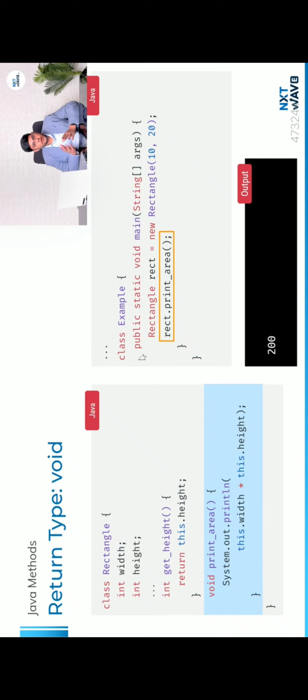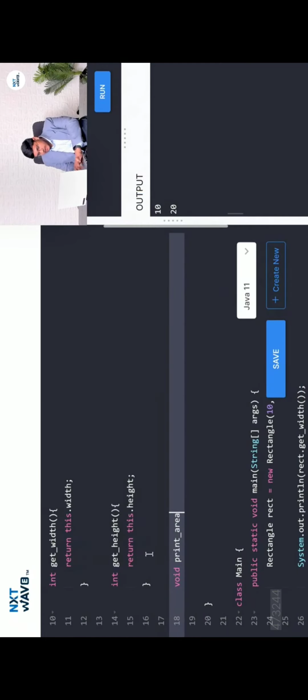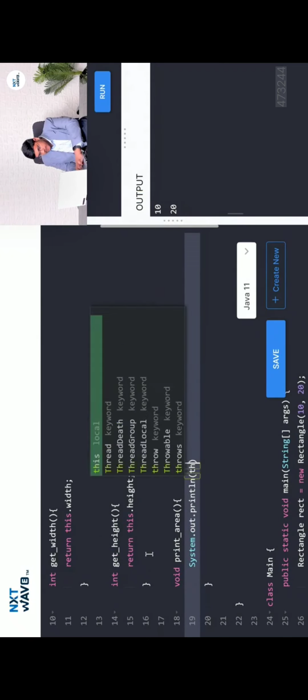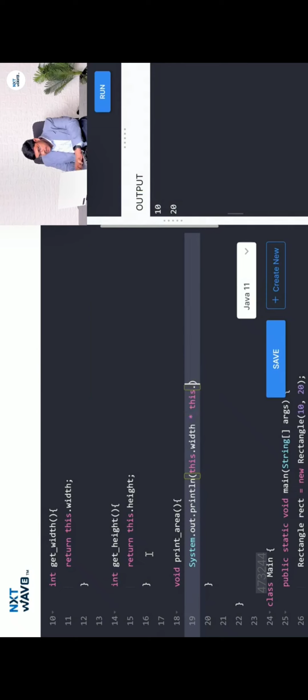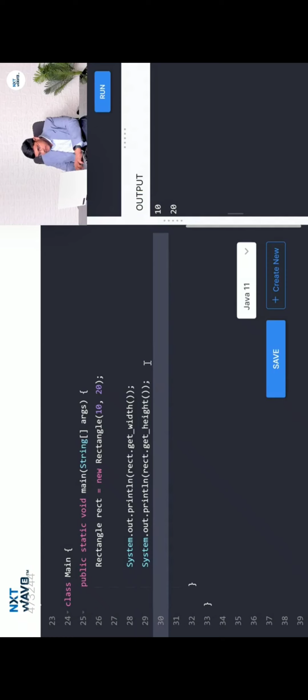We have used void followed by the method name, and in the block of code we have written System.out.println of this.width * this.height. The area of a rectangle is width times height, so we have used that, and the same method we call in the main method. Let's try it out in the code playground. First write the method: void print_area. We have used void because we are not going to return any value from this method. Now System.out.println of this.width multiplied by this.height. And in the main method we'll call rect.print_area.